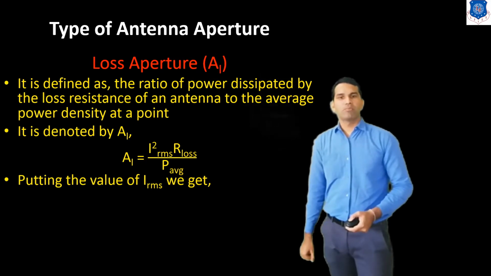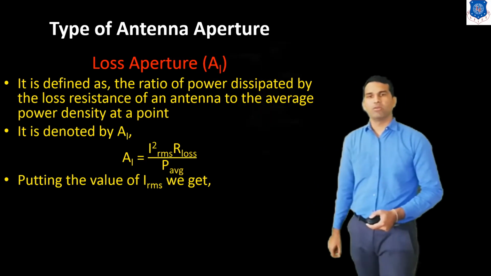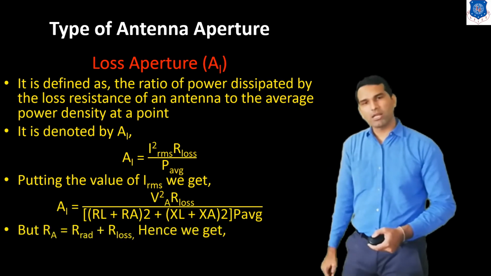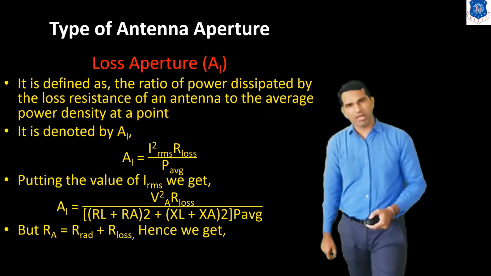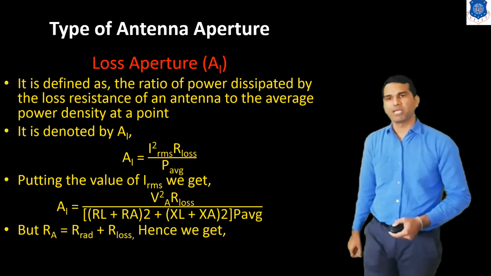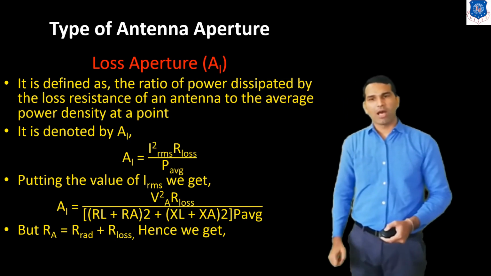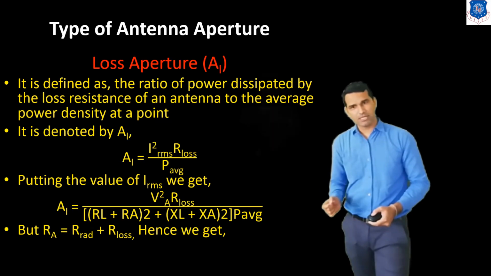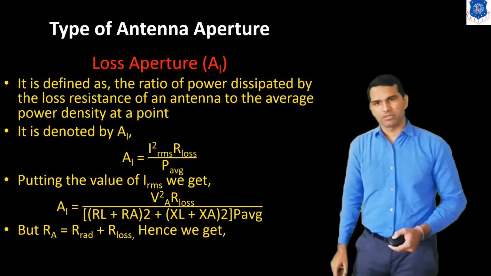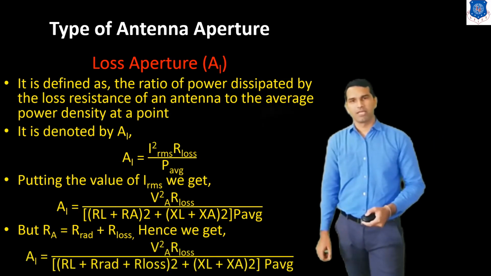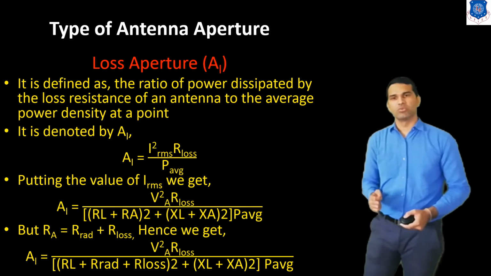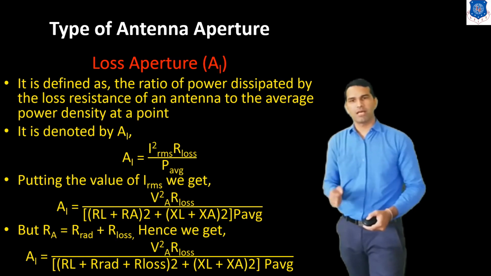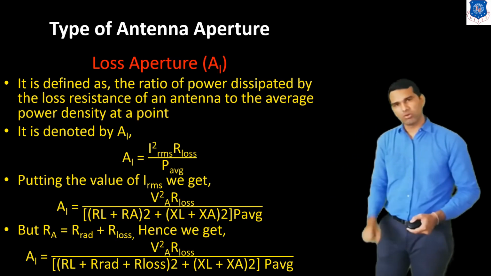Now we substitute the value of the RMS current in this equation. So we get AL equals VA square into R loss upon RL plus RA square plus XL plus XA square into P average. But here RA is nothing but R radiate plus R loss, that means radiation resistance plus loss resistance. So we can write the equation as AL equals VA square into R loss upon RL plus R radiate plus R loss square plus XL plus XA square into P average.